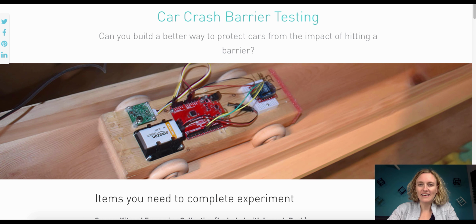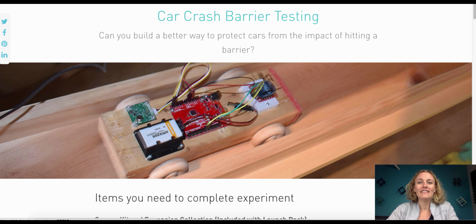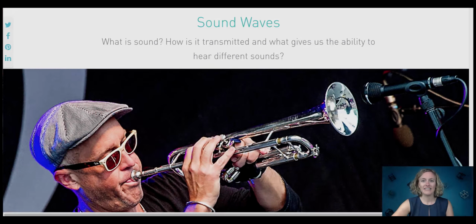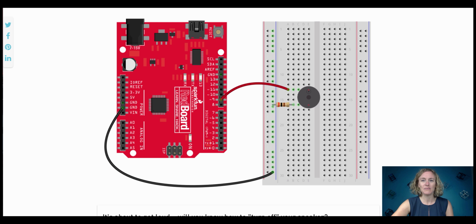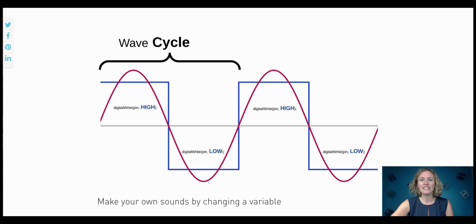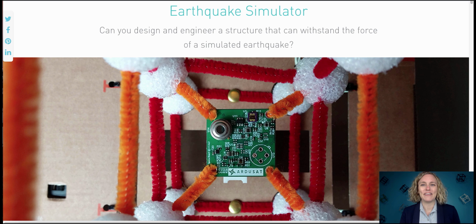Car crash barrier testing is an experiment that has the students building a barrier that will absorb shock from an impact of a car rolling down a ramp. The students will use data from the accelerometer to determine whose cushion absorbs the most force from the impact. Sound Waves has the students wiring up a piezo speaker and then using that piezo speaker and the Arduino sketch to create different sounds. Earthquake Simulator has the students building a structure using pipe cleaners and styrofoam balls and then collecting data from the accelerometer on the sensor board to see how well their structure withstands a shake table.